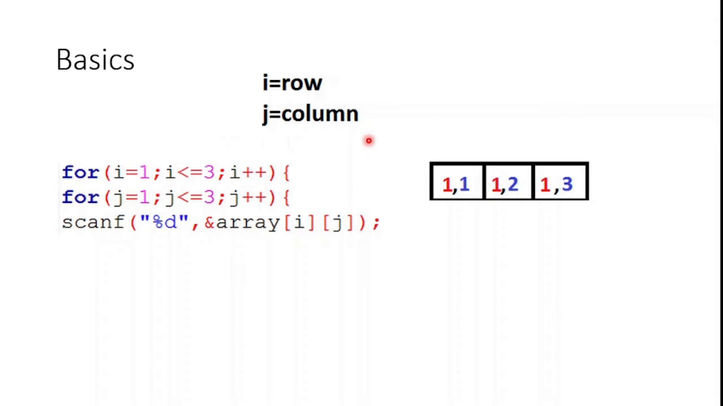Okay, so the best way to describe a nested for loop is with a normal table. We know that this is defined as rows and these are the columns. So row 1 and 3 columns.